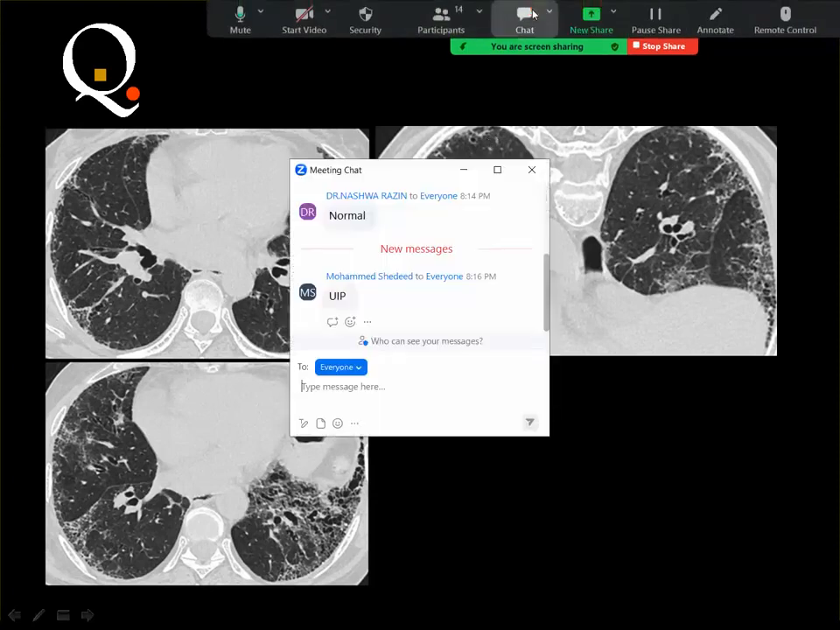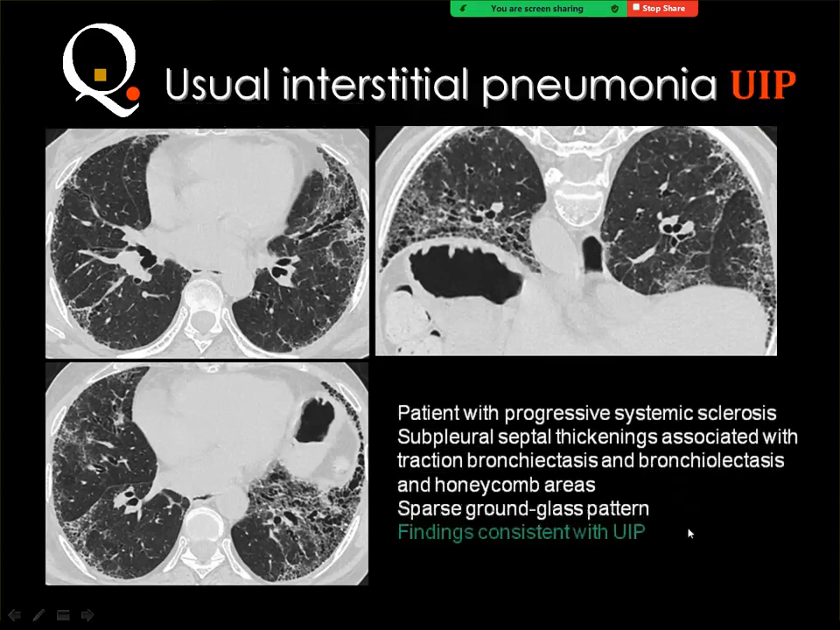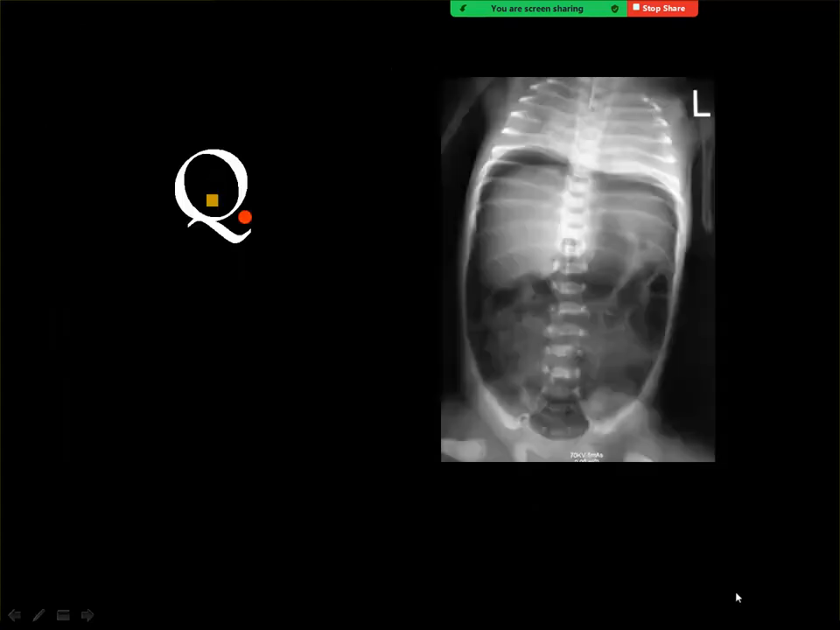Then usual interstitial pneumonia, this is right, and this is usual interstitial pneumonia or idiopathic pulmonary fibrosis, because you got too many strandy opacities in the lung, and you got traction bronchiectasis, and very important, you see the honeycombing, and this is usual interstitial pneumonia.